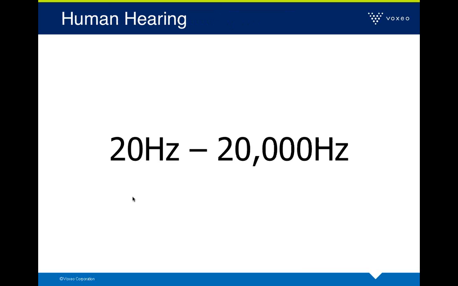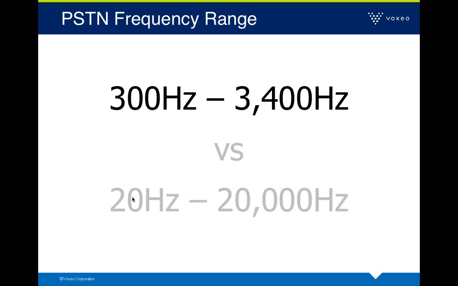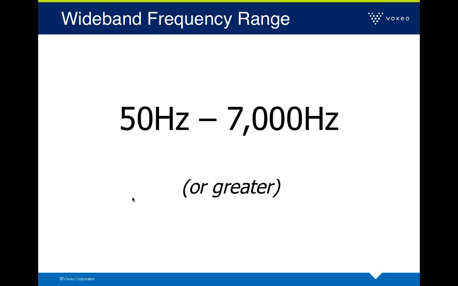So again, I mentioned human hearing is 20 hertz to 20K. For the PSTN, narrowband is 300 to 3400, the range that the PSTN chops out of there. So it's just this narrow range that people can use. For wideband audio, depending upon the audio codec that you're using, it can range from 50 hertz to 7,000. So you're going from 20 to 20,000 for human hearing, and now you're at 50 to 7,000. That's a pretty good range. Some of the codecs can even go a little higher. They have a wider range of frequencies they can support.